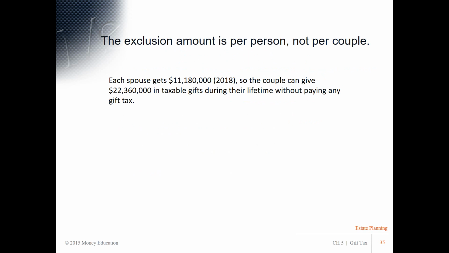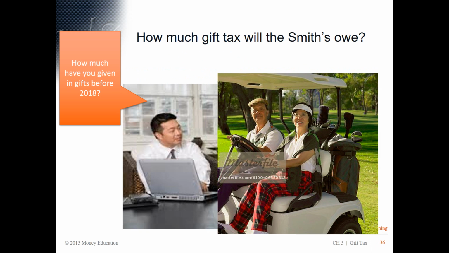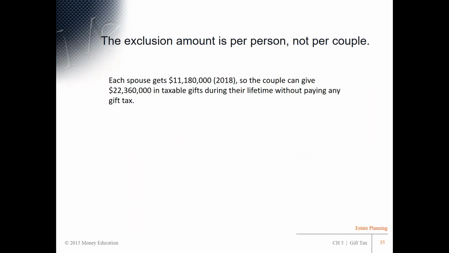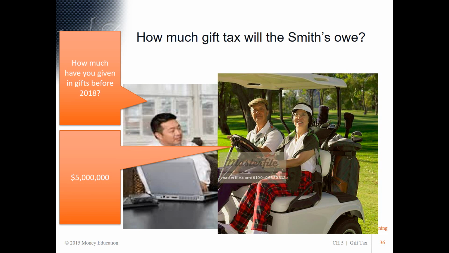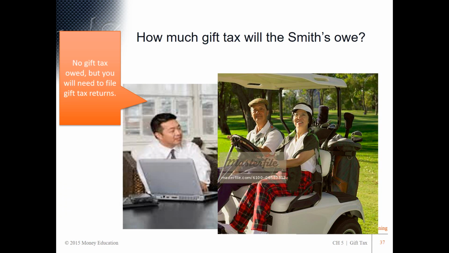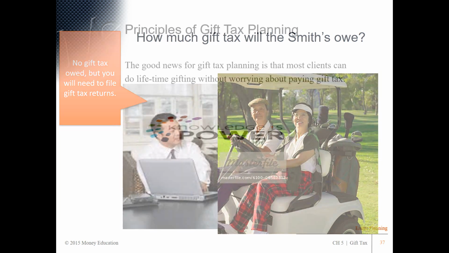Now, this exclusion amount is per person, not per couple, which means that each spouse gets $11,180,000. So the couple, as a couple, can give away $22,360,000 in taxable gifts during their lifetime without paying any gift tax. So, in order to answer their question, how much gift tax will we owe, you've got to know how much have you given in gifts before 2018. They tell you $5 million, so you've got an easy answer. No gift tax owed, but you will need to file gift tax returns.